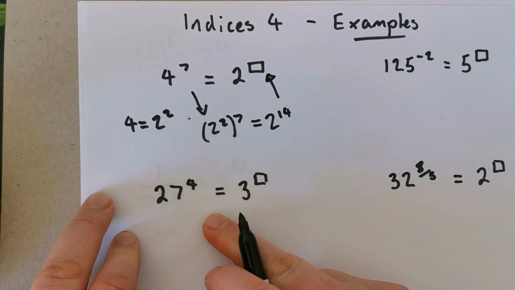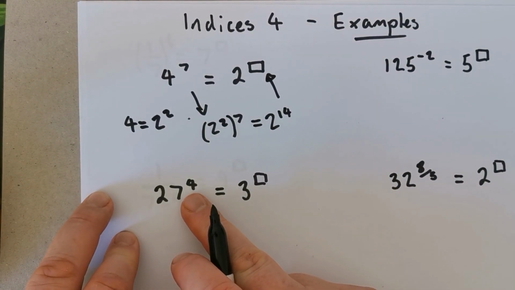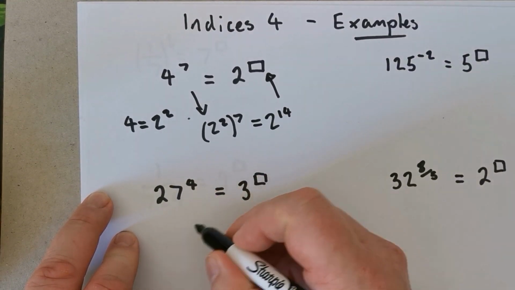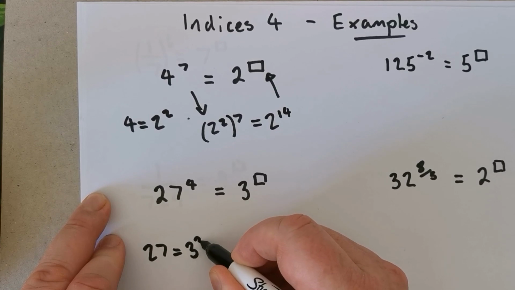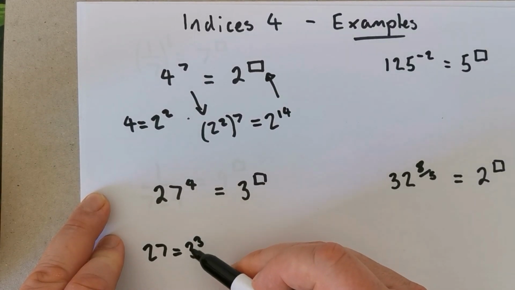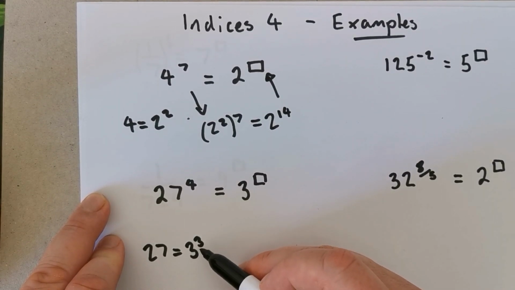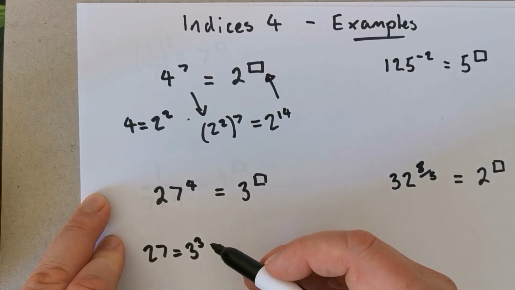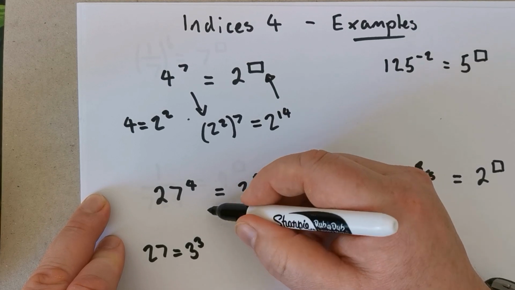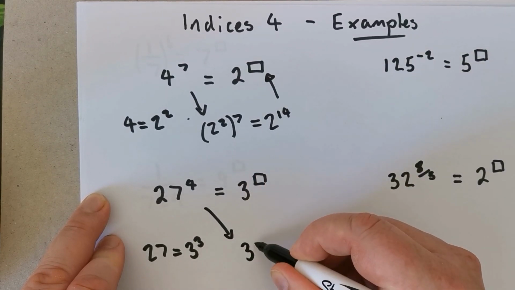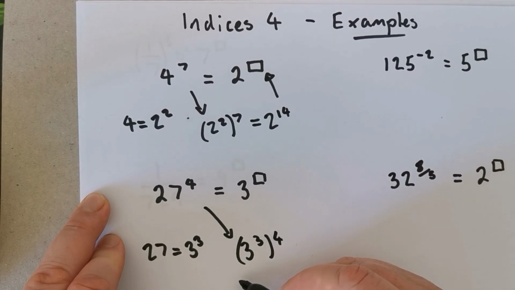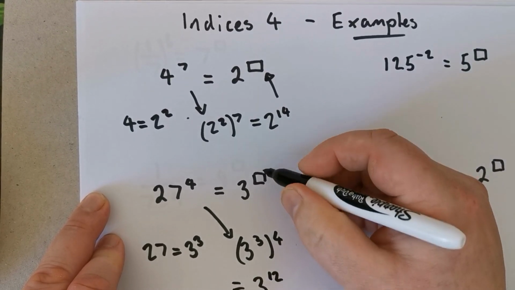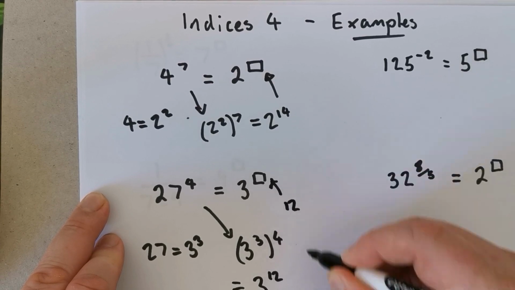Similarly, if I've got something like 27 to the power 4, and I want it as 3, I need to know that 27 is 3 cubed. The only real way you can do this is by knowing that, by raising these powers, you get these numbers. You have to become quite comfortable with doing that. That means that 27 to the power 4 can be written as 3 cubed to the power 4. And again, you just multiply those two together, so you know that that's 3 to the power 12, and that's what goes in the answer box there.